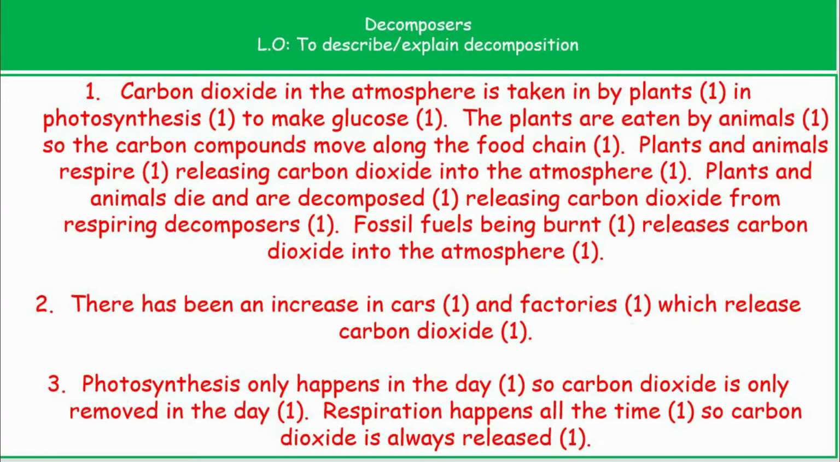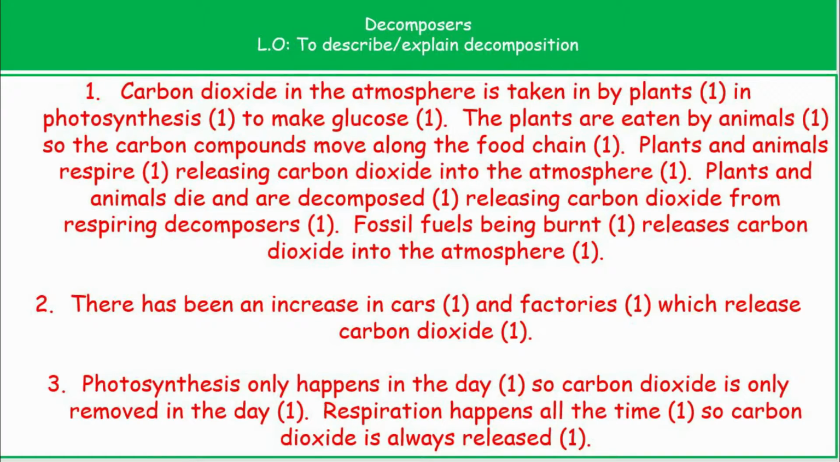So the carbon compounds move along the food chain, tick. However, if you said carbon dioxide moves along the food chain or carbon dioxide moves from the plants to the animals, you don't get the mark, because carbon dioxide is converted into compounds like glucose, cellulose and so on in the plants, and those carbon compounds are what transfer to our animals. So just go careful to phrase it that carbon compounds move from the plants to the animals.